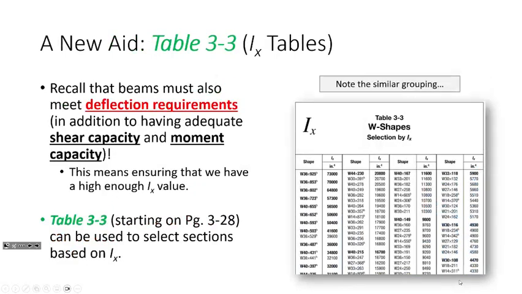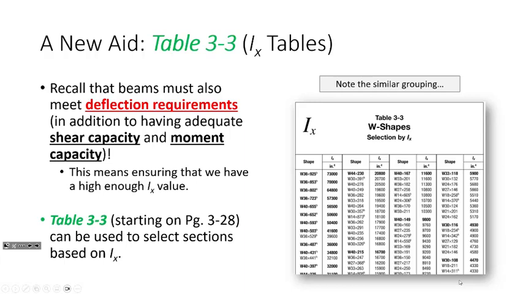Now the other thing I want to point out is Table 3-3. We haven't looked at Table 3-3 yet, but it's pretty much the same table as 3-2 from an organization standpoint, only instead of organizing by Zx, we're organizing by Ix, okay? So this is reporting sections based on their moment of inertia. It's right next to Table 3-2. If we look at this group, the top row is bolded because it's the lightest within this group, but it's organized based off moment of inertia.